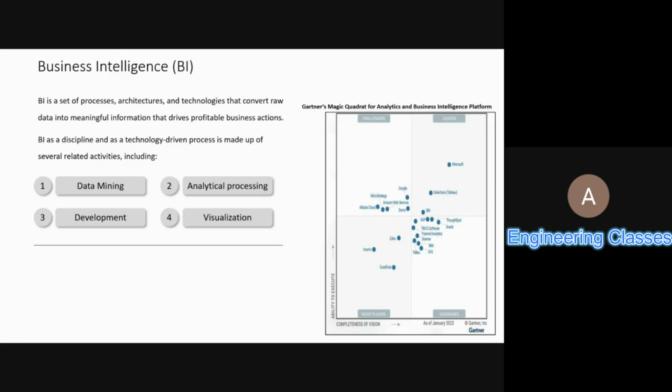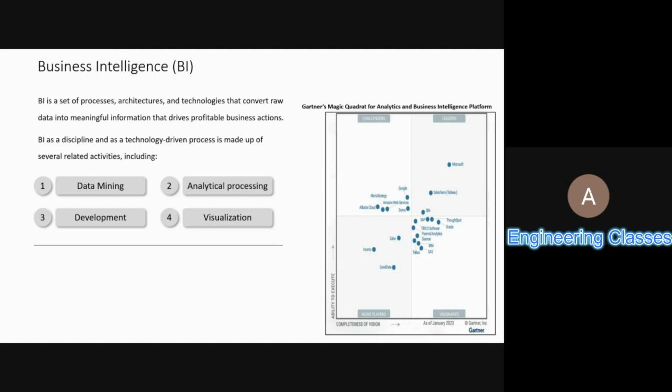If I want to follow this business intelligence process on my existing data, these are the four broad classifications of steps. The first step you have to do is data mining, which means cleaning the data, checking the data, scanning the data. If some data is not relevant, you just delete it. Whatever processing you want to do on your existing data, you can do in the first step, that is data mining.